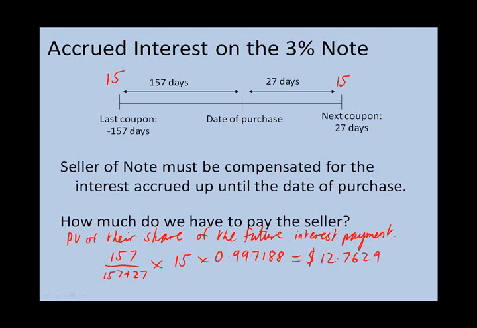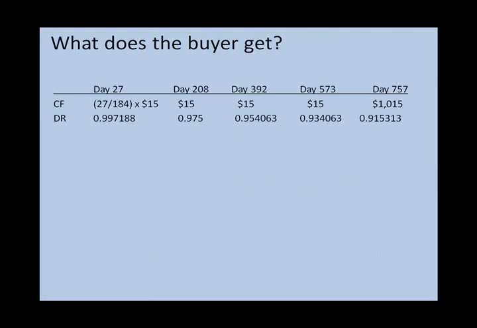What do we get then as the buyer? So the seller's going to get $12.76 from us. What do we get? Well, we get the remainder of that coupon payment. So we get 27 divided by 184 times the $15, multiplied by the discount rate. So in this picture, here are the cash flows that we actually receive as the investor who bought the bond. And here are the discount rates that we can use to calculate the present value of these future cash flows.